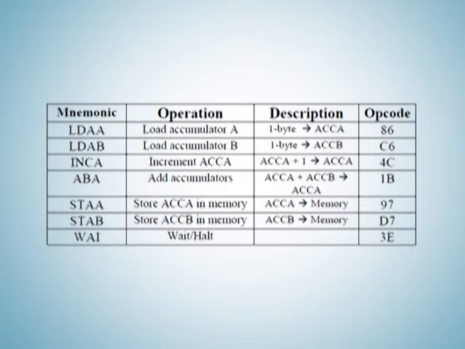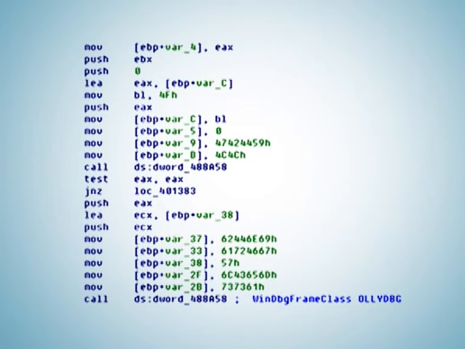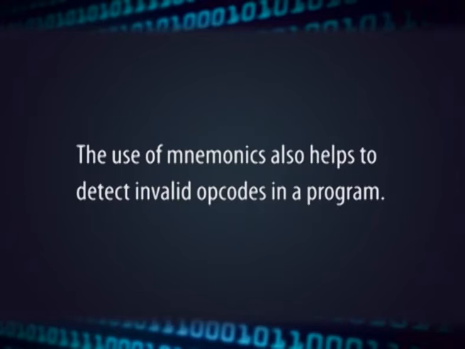or binary format. The number of different mnemonics is smaller compared to the number of instructions. For example, a single mnemonic MOVE covers a large number of instructions between different pairs of operands in a CPU. However, different opcodes in binary are used for movement of data between different register pairs in the machine language. The use of mnemonics also helps to detect invalid opcodes in the program.